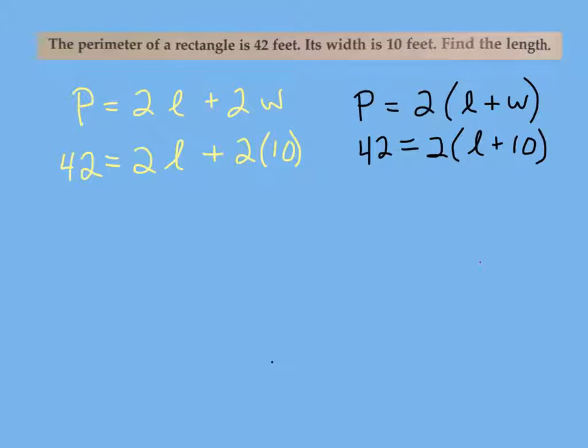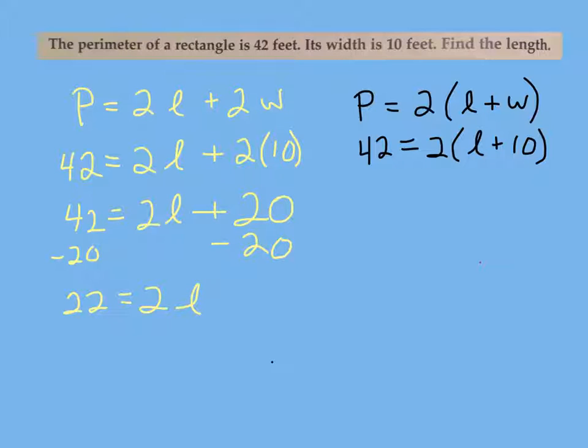So if I start on the left here, I know this is 20 plus 2L equals 42. Now I subtract the 20 because I want to get rid of the things that are not attached to the variable. That leaves me with 22 equals 2L. And now I divide by 2 on both sides, and I get L equals 11. That's just like the two-step equations you solved before.